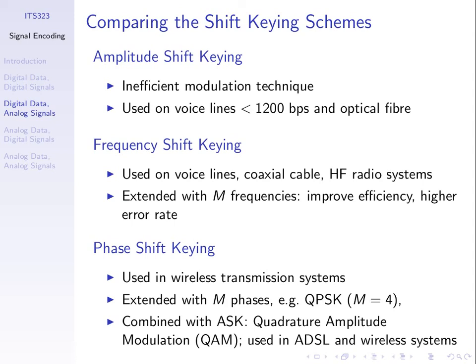The more frequencies, amplitudes or phases we use, with the same signaling rate, the higher the data rate. But the higher the complexity, more chance of errors, things going wrong. So you see things with 256 levels and higher for some systems.